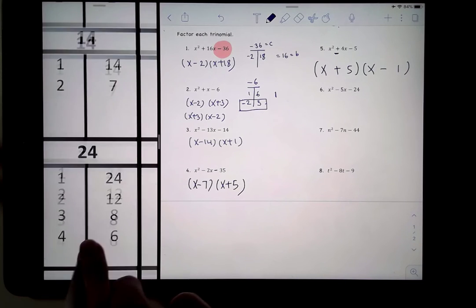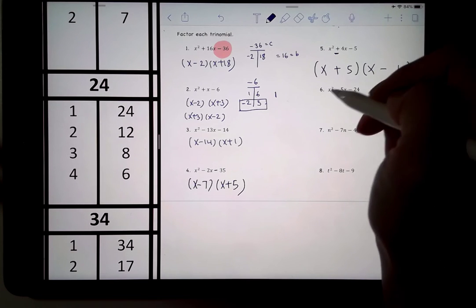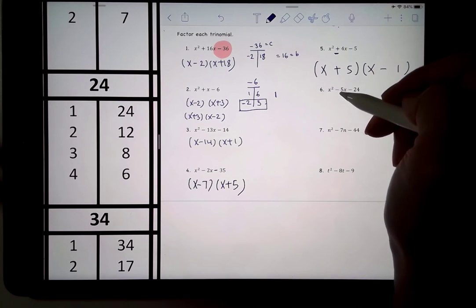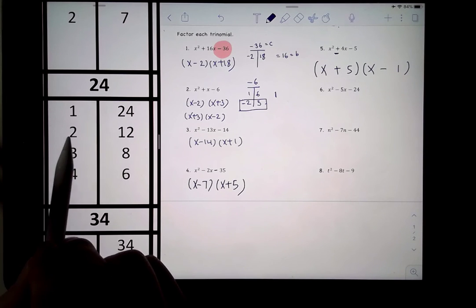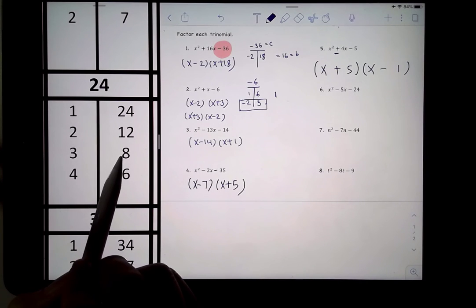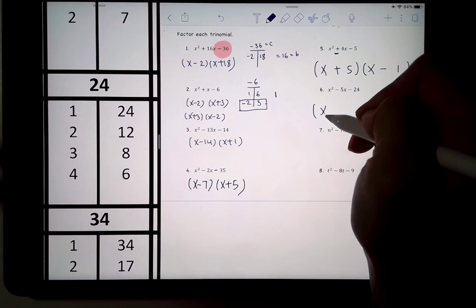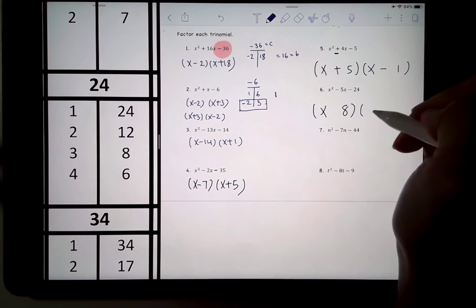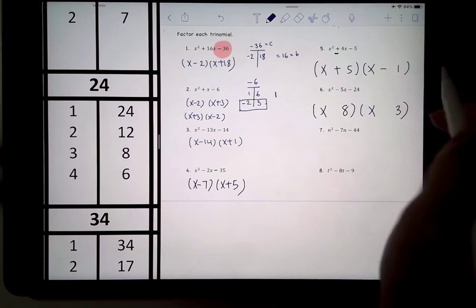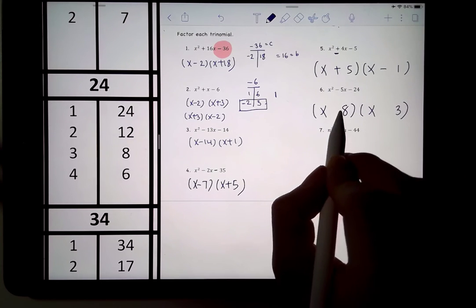And this one, 24. So you go to 24. And then your difference is 5. So look at the numbers. How can you get 5? 3 and 8, right? 3 and 8 makes 5. So those are my numbers. What do you do? You write the bigger number first, and the same sign over here.